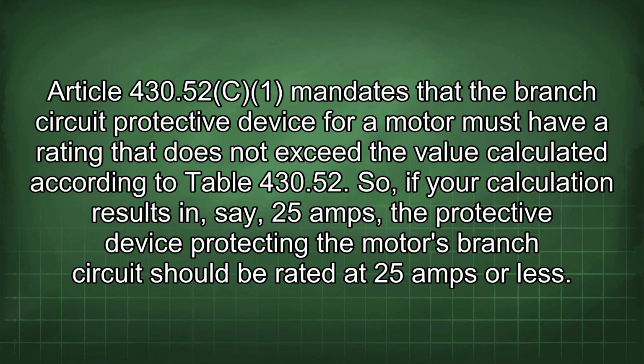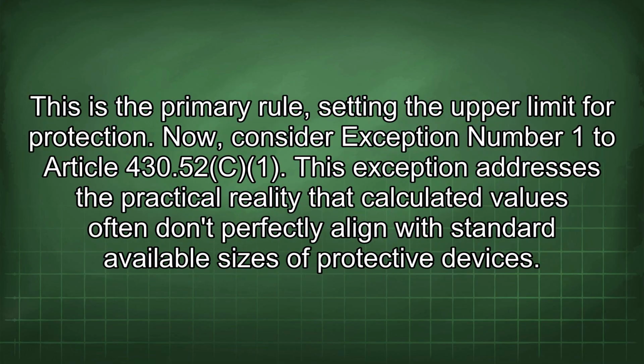However, there's a logical flow when you understand the intent and application of each part. Article 430.52 mandates that the branch circuit protective device for a motor must have a rating that does not exceed the value calculated according to Table 430.52. So, if your calculation results in, say, 25 amps, the protective device protecting the motor's branch circuit should be rated at 25 amps or less. This is the primary rule, setting the upper limit for protection.